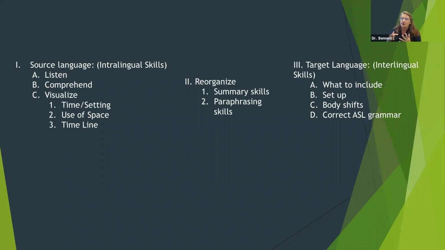What things do you include? How do you interact with that setup? How do I use my body shifts? Am I talking about this thing over here, how it's related to this thing over here? Am I doing a time sequence into the future? Am I doing from past to present? And most important, be sure you're using the correct ASL grammar.